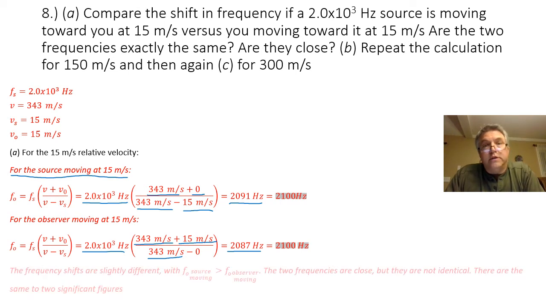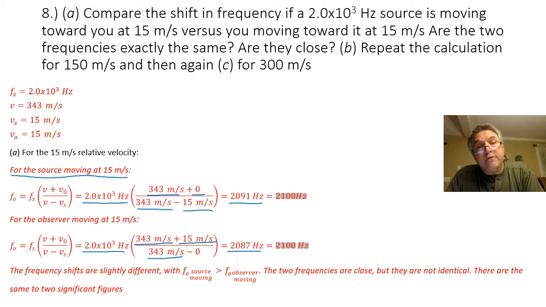So the frequency shifts are going to be slightly different versus the source moving and the observer moving. They're very, very close to one another, but there are some slight differences. And to two significant figures, they are the same, but there are some slight differences when we do out the calculations.